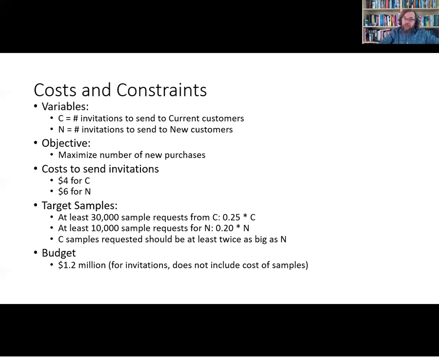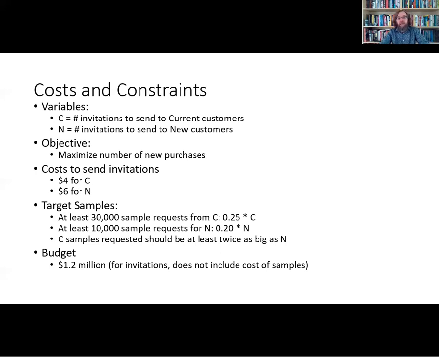Now we have a few other constraints. Number one, we want to get at least 30,000 sample requests from our current customers, and we want to get at least 10,000 sample requests from our new customers. Now we know that C is the number of current customers to send the invitation to, and we know that 25% of them should respond and ask for the sample. So 25% times the number of current customers we reach out to, we want that to be at least 30,000. And then 20% times the number of new customers we reach out to, we want that number to be at least 10,000. So we'll see how to write constraints about that on the next slide.